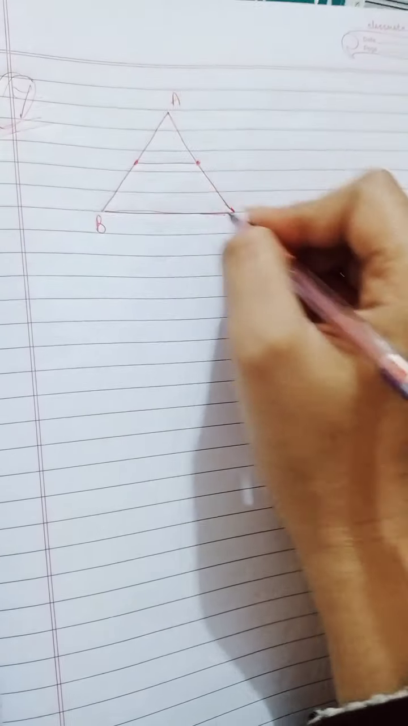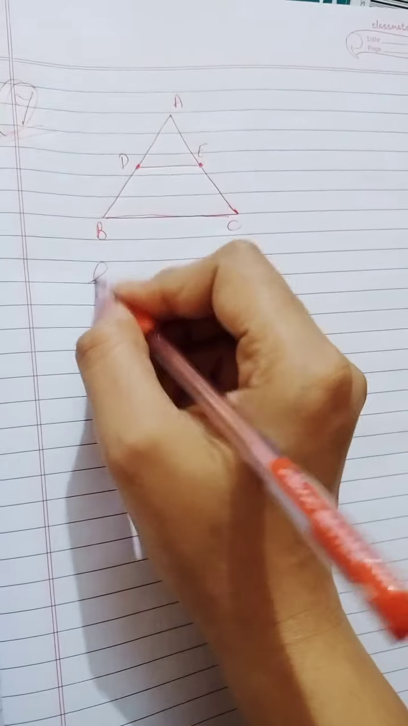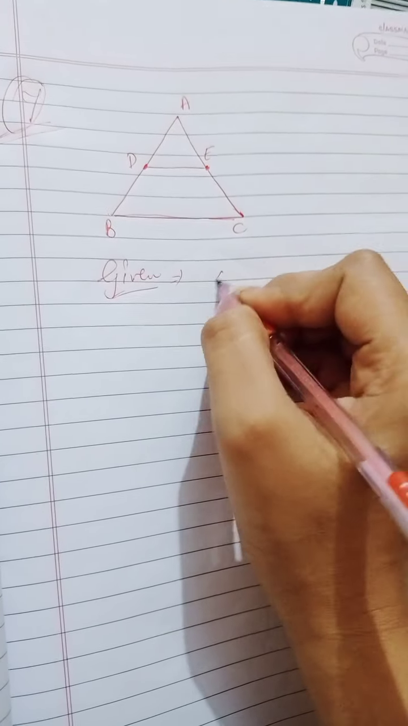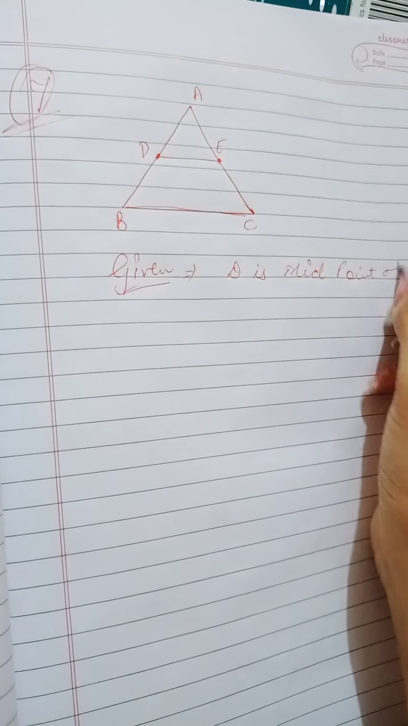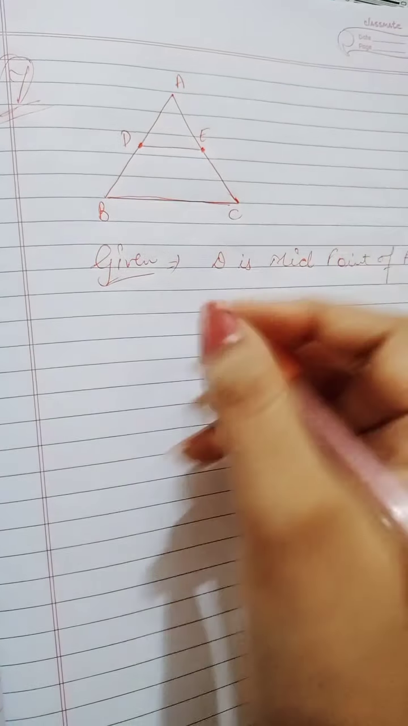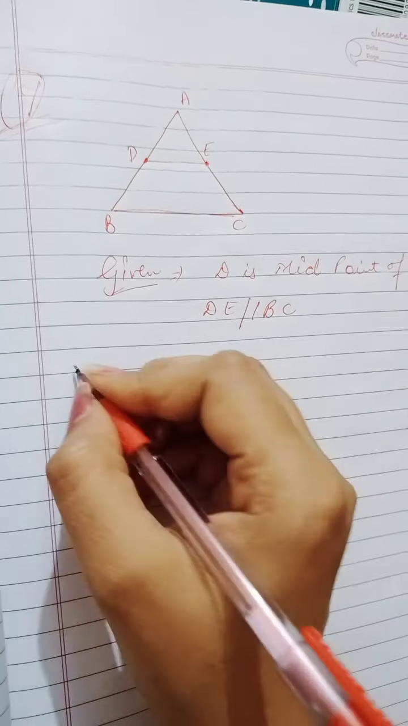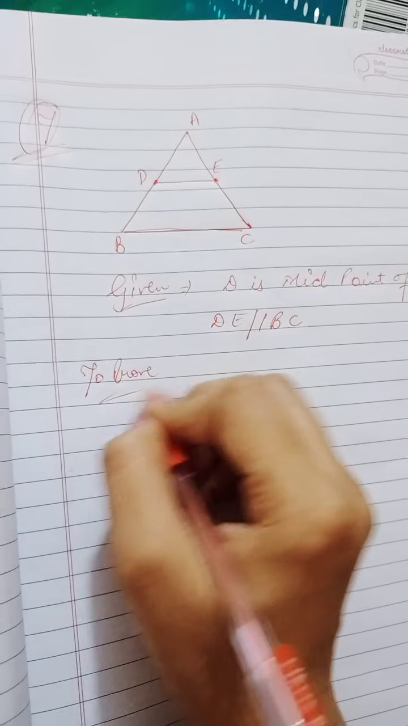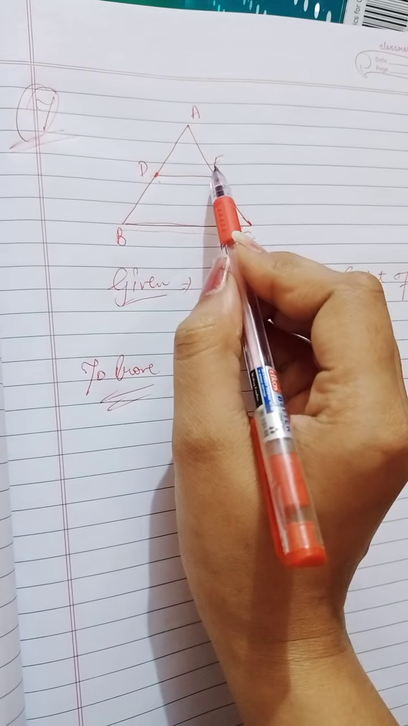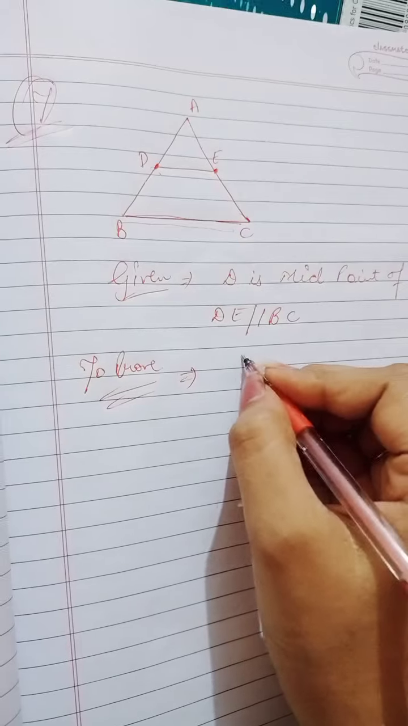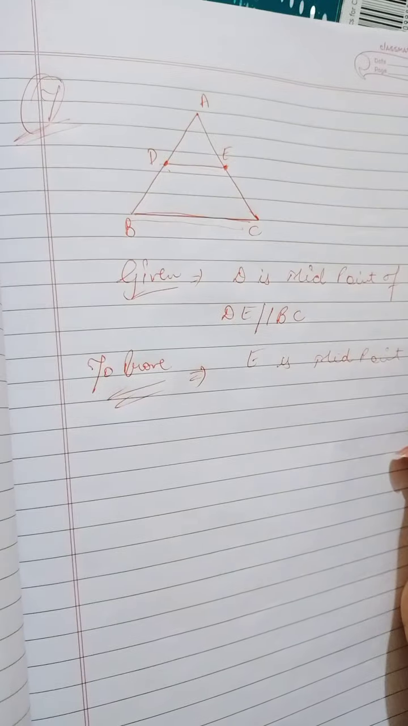Now see how you will do. ABC is a triangle, with D and E. It is given that D is the midpoint of AB. This is given to you. And DE is parallel to BC. This is also given. So what you have to prove? To prove: when the line drawn through the midpoint becomes parallel to the third side, then the second point would also be the midpoint, means E is the midpoint. This you have to prove. It bisects the third side.